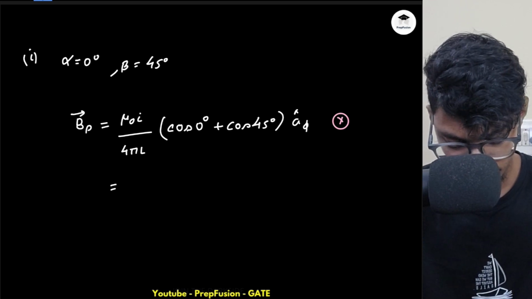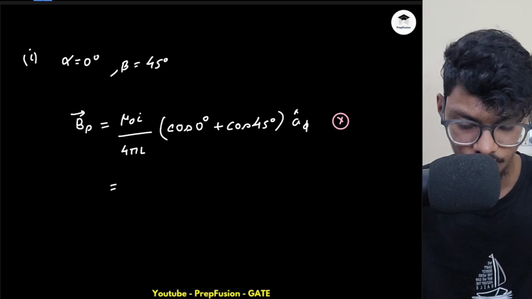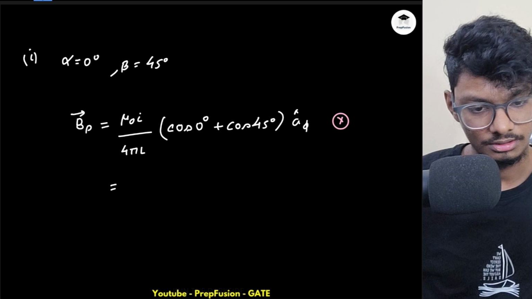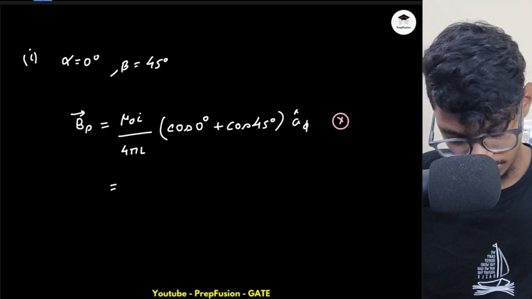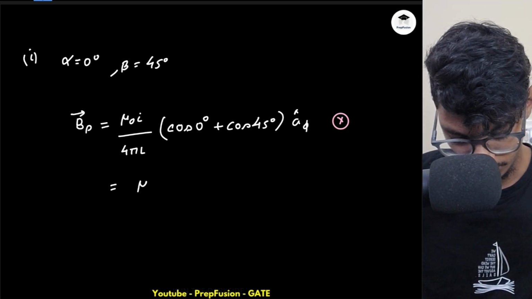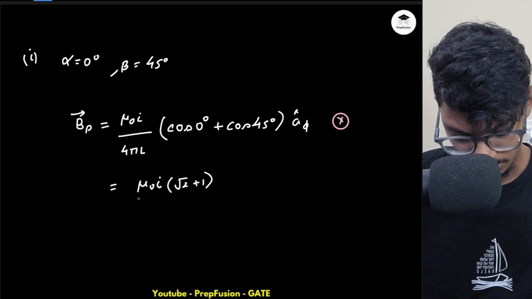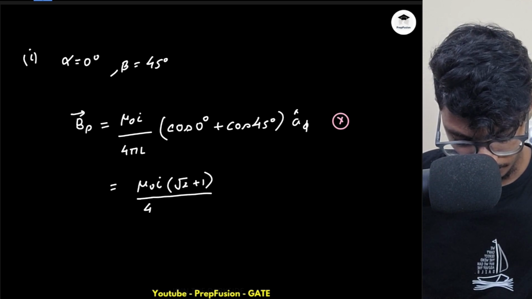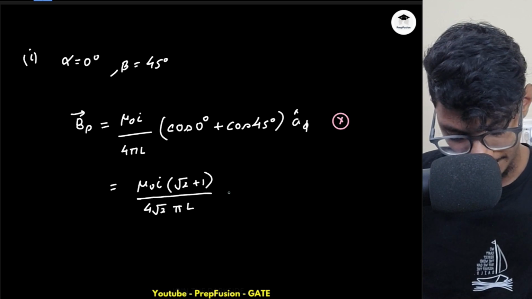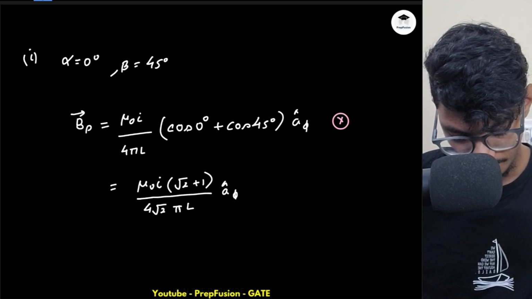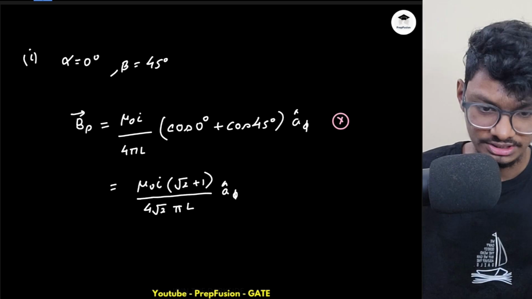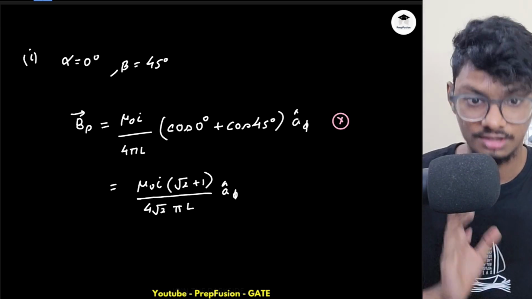So this is the expression. If I just write this down a bit properly, this will be 1 plus under root 2 plus 1, and in the bottom also I will have under root 2. So this will be mu naught I under root 2 plus 1 divided by 4 under root 2 pi L, A phi cap. Okay, this will be the expression for this particular configuration.